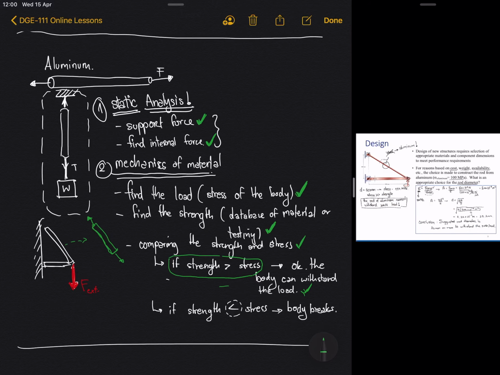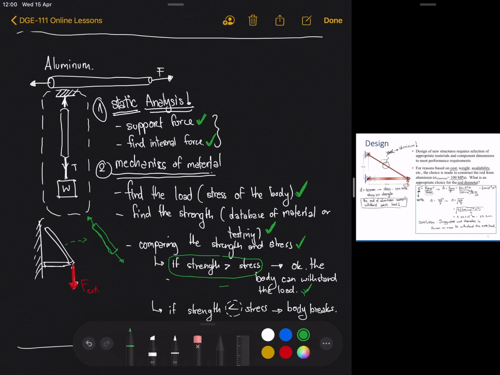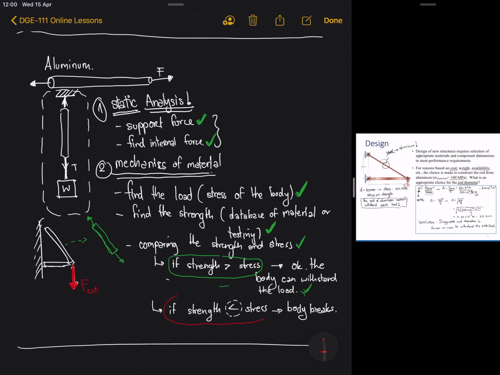As I showed you in the latest slide, if we change the material from steel to aluminum, we will have a problem because our strength is less than the stress itself. Okay, this is really critical. It means we have a body break or member break, but in this case we can improve the design.